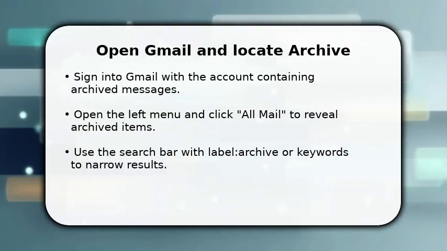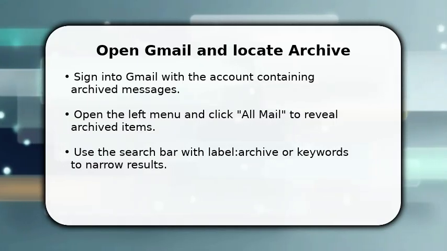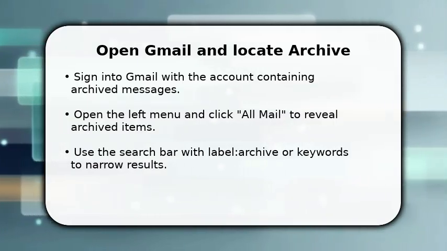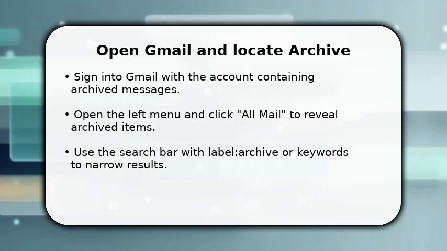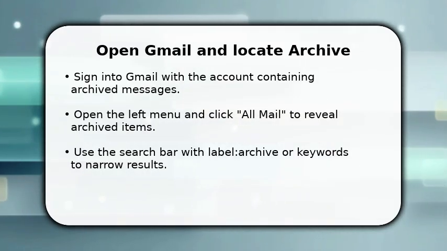You sign into Gmail and go straight to the left menu. Open All Mail because archived messages live there. Once done, use the search bar with label, archive, or a clear keyword to filter only archived conversations.